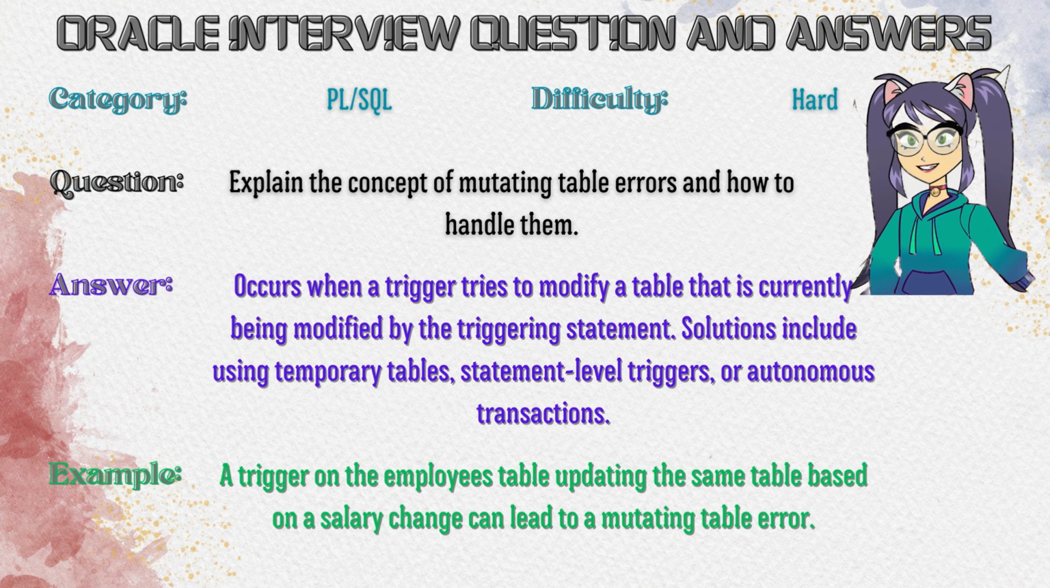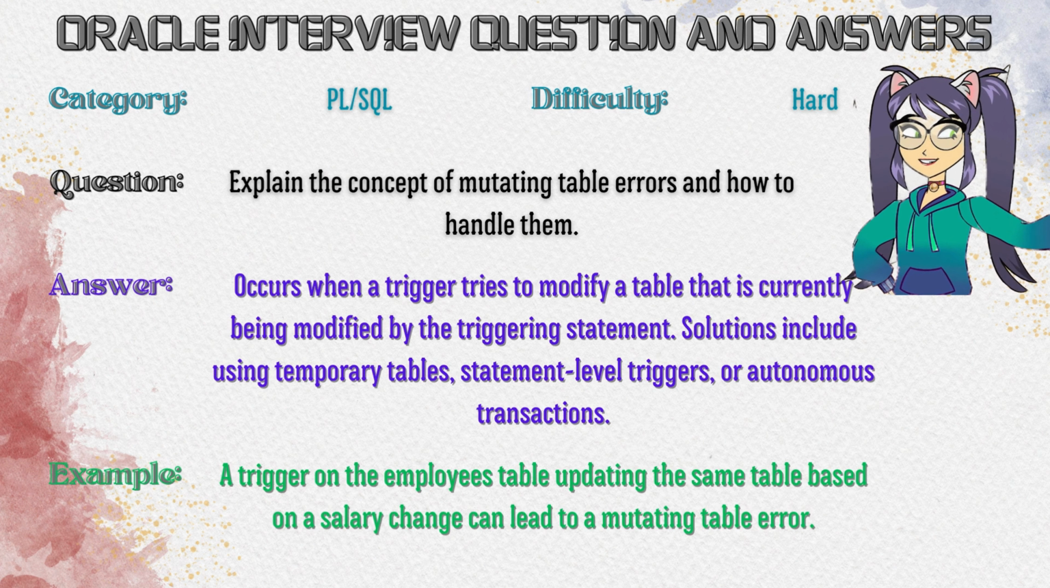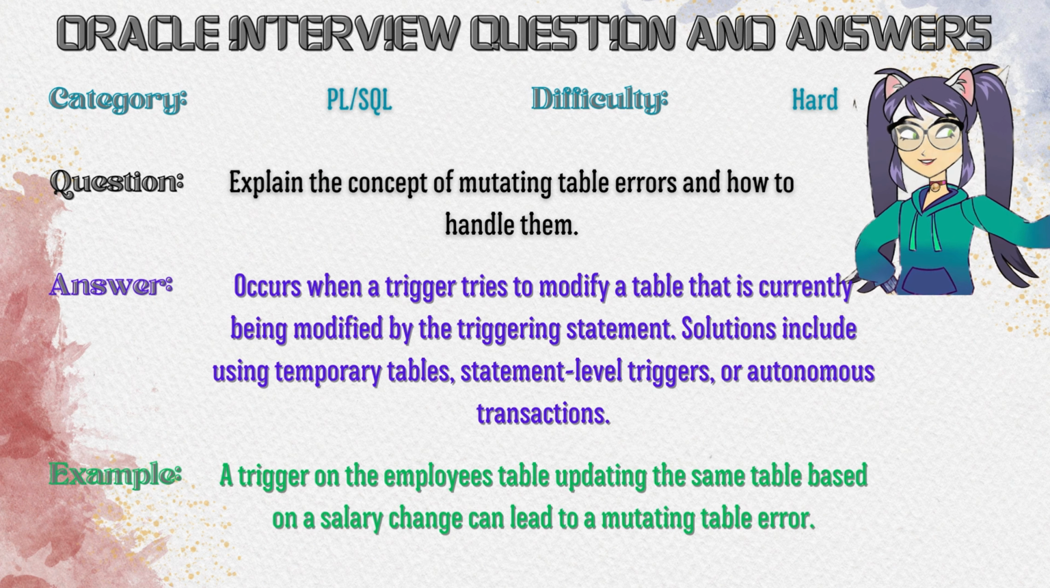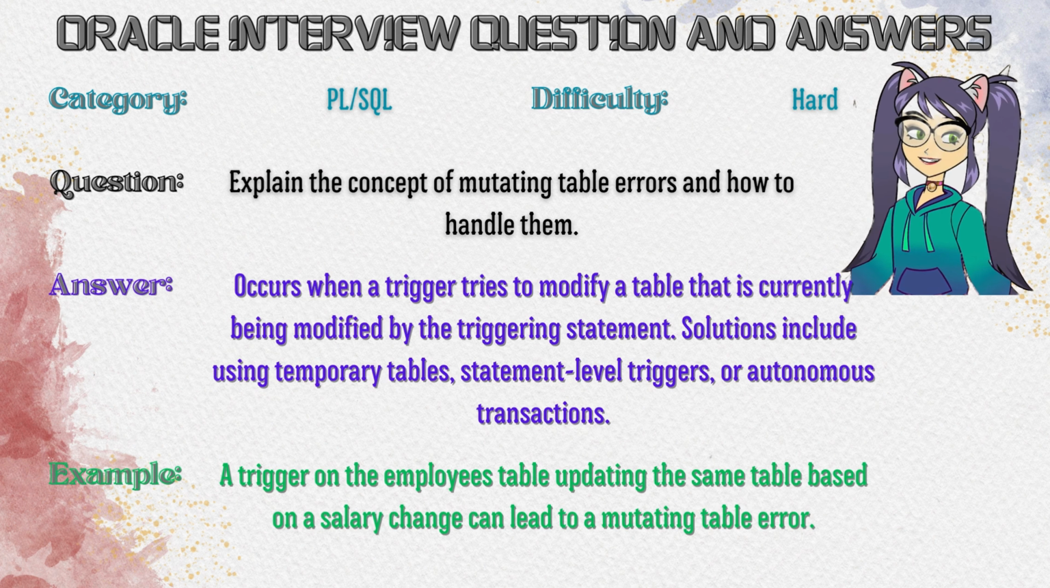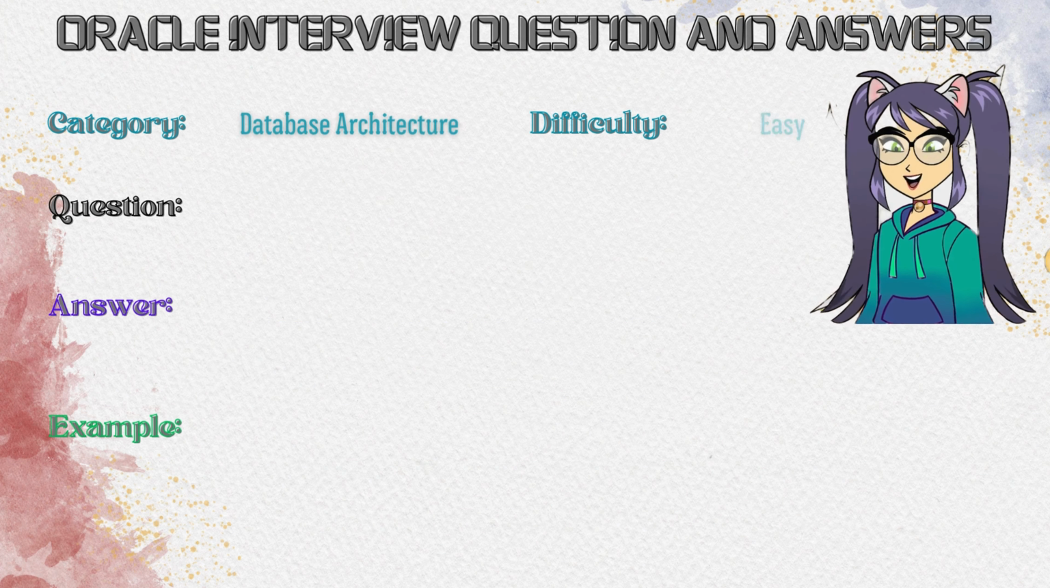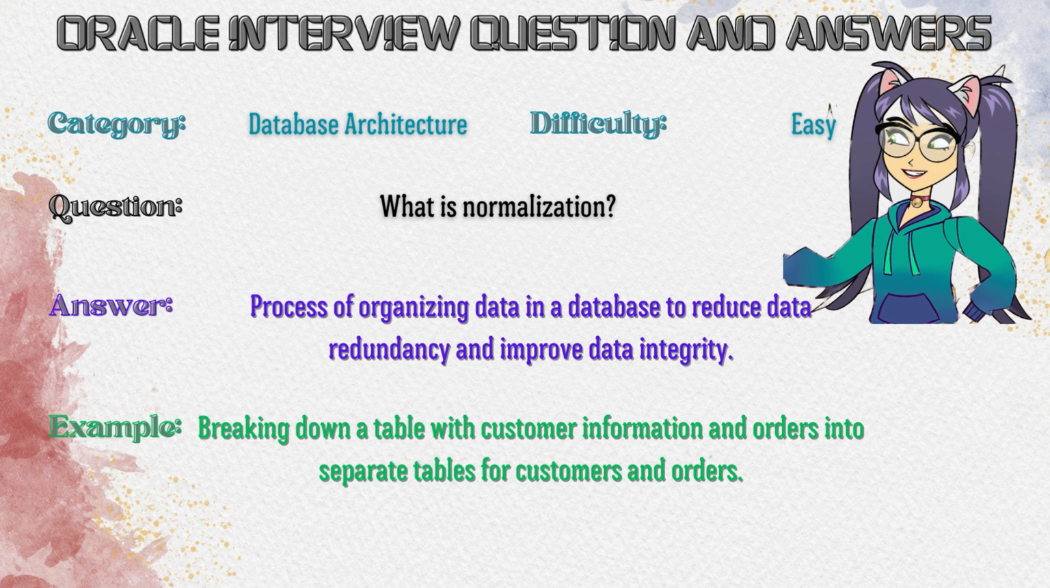Solutions include using temporary tables, statement-level triggers, or autonomous transactions. For example, a trigger on the employees table updating the same table based on a salary change can lead to a mutating table error. Next question, what is normalization? And the answer is process of organizing data in a database to reduce data redundancy and improve data integrity.